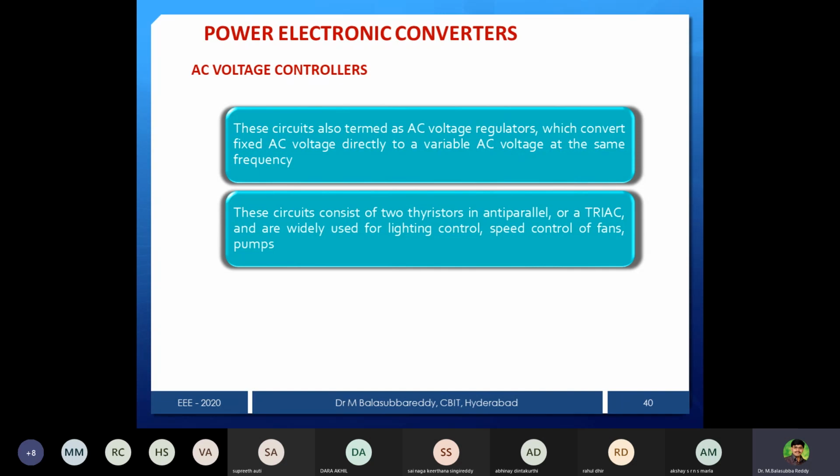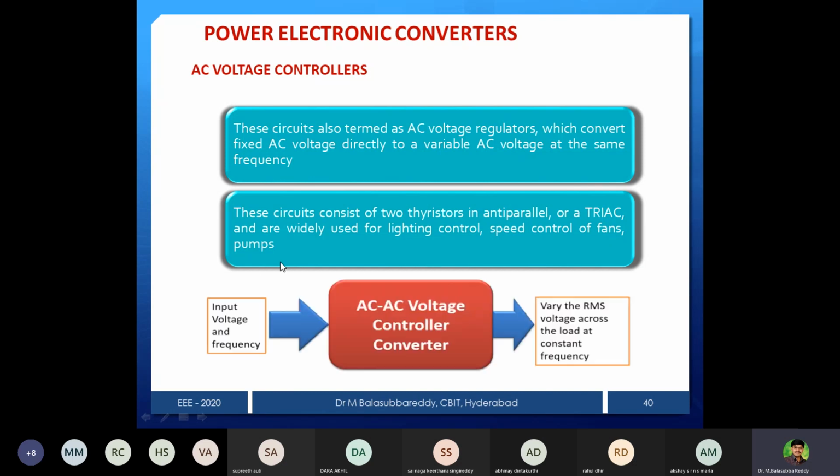That depends on the application, and this is widely used in light control, speed control of fans and pumps. For low rating applications we can use it. And this is the process: the input voltage and frequency, say a single phase 220 volts 50 hertz supply, is given to the AC voltage controller, which gives variable voltage across the load at constant frequency.